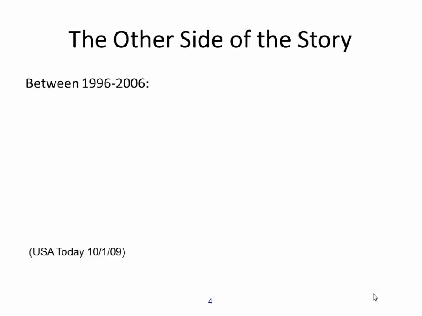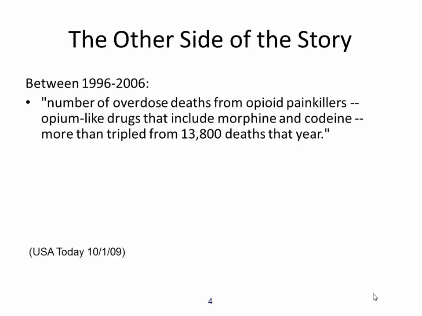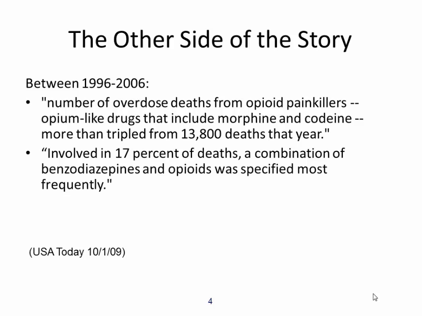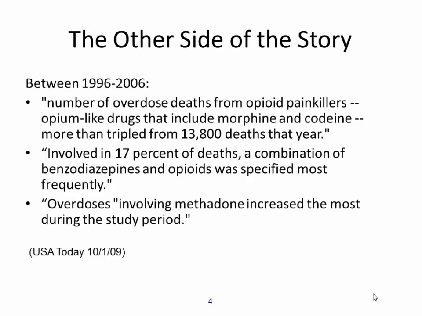Now, whether it's coincidence or because we've done a good job of assessing pain and prescribing meds, we have shifted the pendulum and there are some concerns, specifically with the opioids. Between 1996 and 2006, the number of overdose deaths from opioids tripled. 17% of these deaths involved a combination of opioids and other sedative medications like benzodiazepines. And the opioid involved in the most overdoses is methadone.